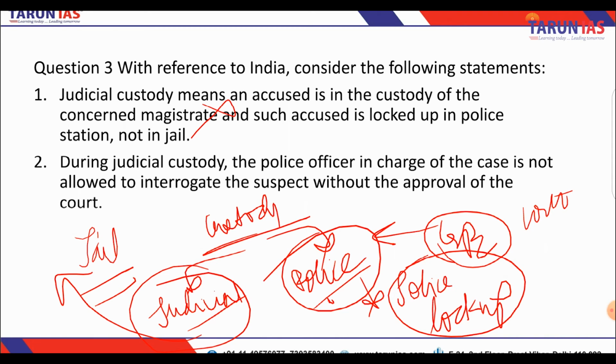Now the second statement also, when it comes to the interrogation, police has to take permission from the judicial magistrate for interrogating the suspect, for interrogating the arrestee in the judicial custody. If a police has to interrogate a person in the judicial custody, the police officer is required to take approval from the judicial magistrate, and without such approval there cannot be any interrogation. Therefore, second statement is correct.